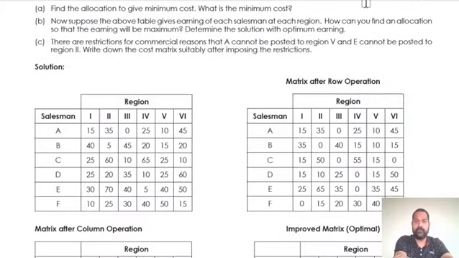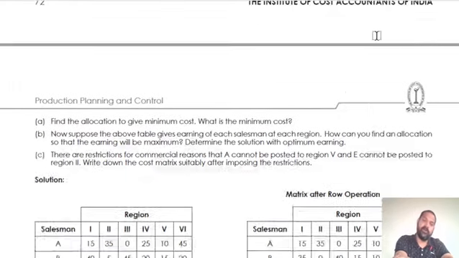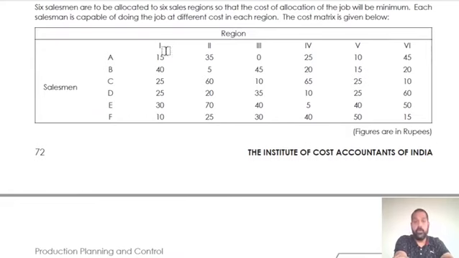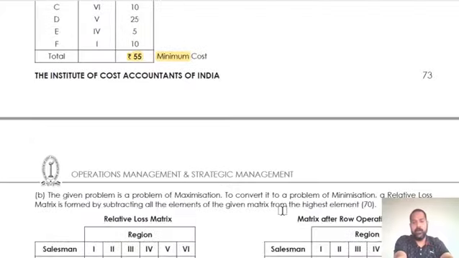What do you want me to do? How can you find an allocation so that the earnings will be maximum? Determine the solution with optimal earnings. So you assume that these are earnings, and if you assume that these are earnings, question number 1, the objective is not to minimize, it is to maximize. So step 1 is going to be changing the objective. How? Select the maximum profit, I see a 70, and subtract every other profit from it.